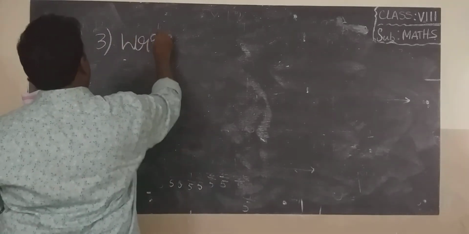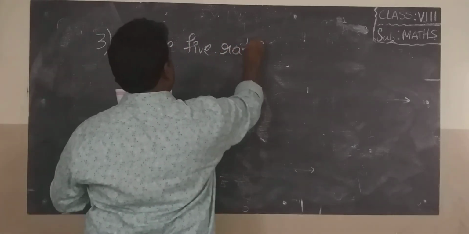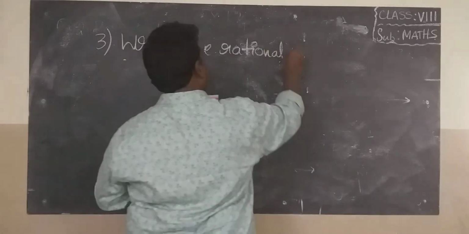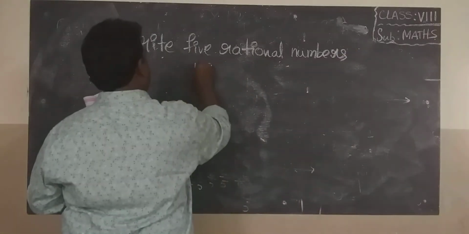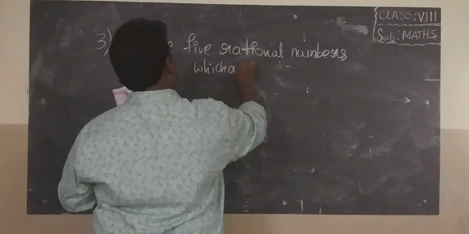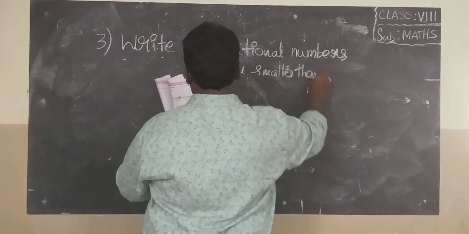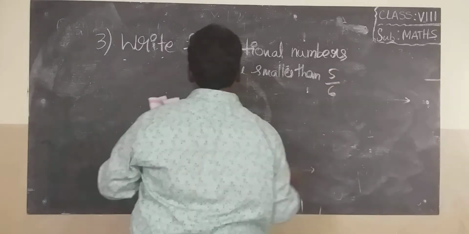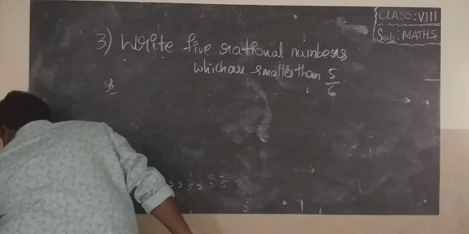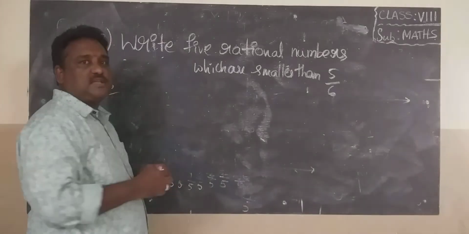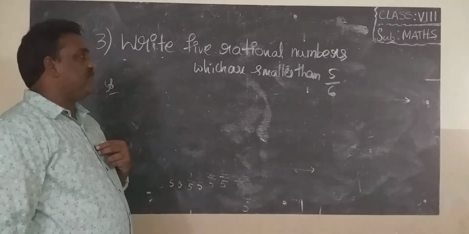Write 5 rational numbers which are smaller than 5 by 6. So what are the fractions less than 5 by 6? You know. What are the fractions less than 5 by 6?